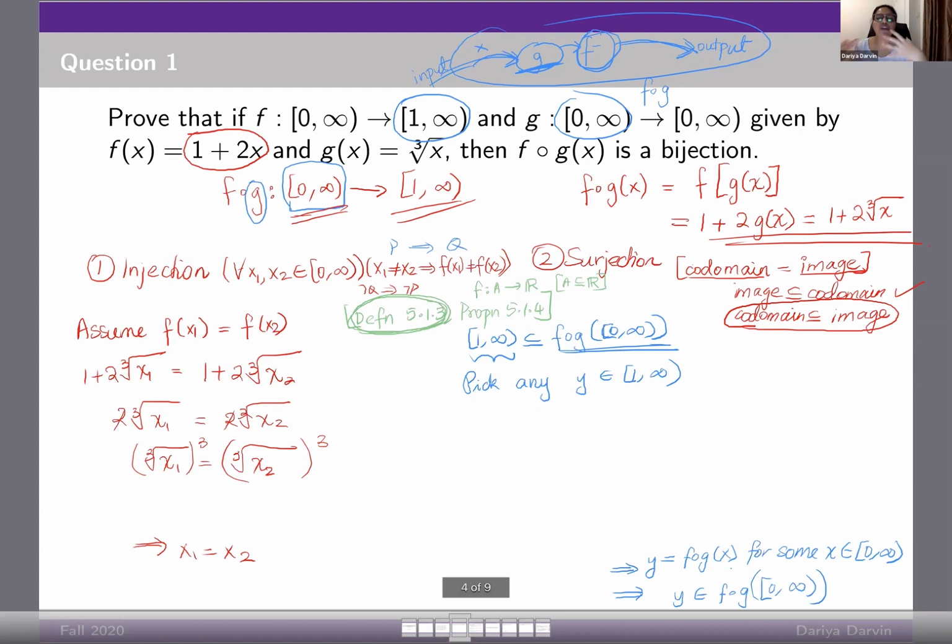Okay, so our goal here is to find this x. When we do a surjection proof, our goal is to find this x. What x will satisfy this property? Okay. So I'm going to do some rough work to find that. So I want y equals f of g of x.